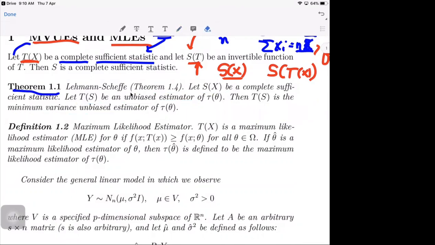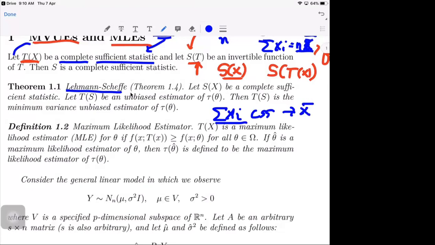So what is this theorem, the Lehmann-Scheffé theorem, telling us? If you have a complete sufficient statistic, so if you have the summation of xi, which is a complete sufficient statistic, this is a CSS. And then if you can find a transformation, because the summation of x is not necessarily unbiased, but if you can find a transformation on the summation of x which is unbiased, for example, x bar is a transformation from the summation of x, which we get by dividing the summation of xi by n, and this is an unbiased estimator.